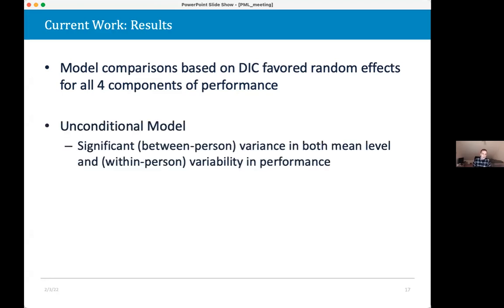And then in the unconditional model, we showed that there's significant between person variance in both the mean level and within person variability in performance. So we are capturing individual variability in each of these components, as well as those two. So these two are more exploratory. Our main hypotheses are related to mean and variability, although we think it's important to control for the trend and autoregression. There's just much less work done on it, so it's harder to have a more specific hypothesis.